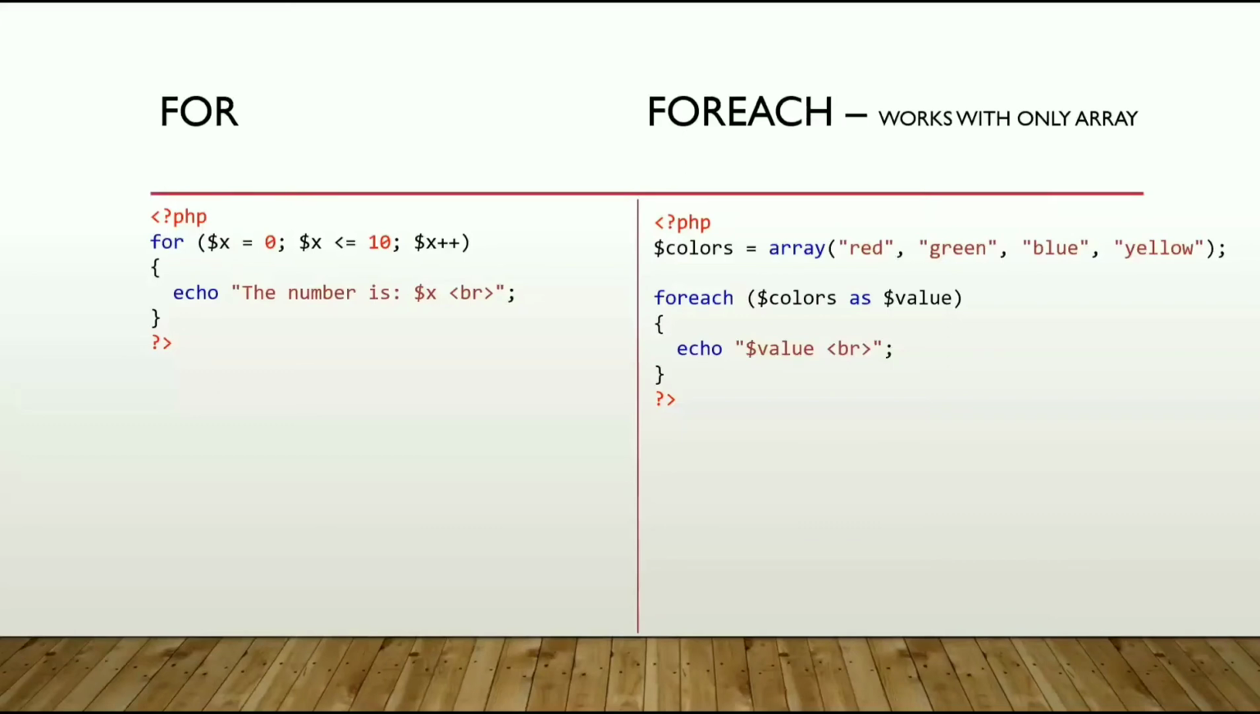Then a new syntax is introduced in PHP, that is foreach. It works only with arrays. To print the contents of the array we use foreach. In brackets we give the array, then the element name as value, and we print each and every element which is stored into the value one by one.